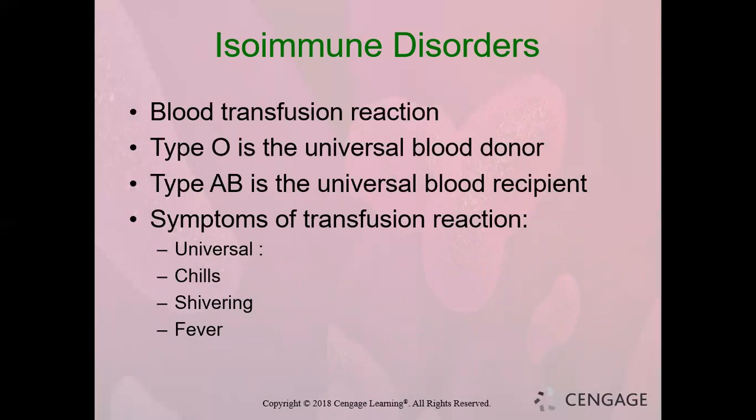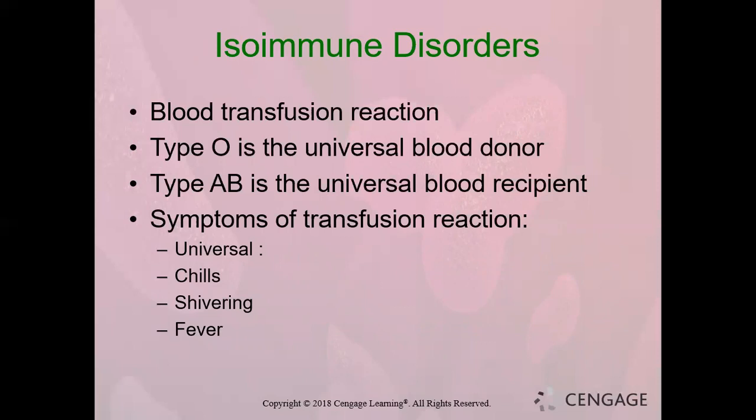So isoimmune disorders, this is the one I was telling you guys that you don't really need to know a whole lot about. I do want you to know, and this is on your exam, I know for sure, that type O is the universal blood donor. You need to know that. What is the universal blood donor? And type AB is the universal blood recipient.